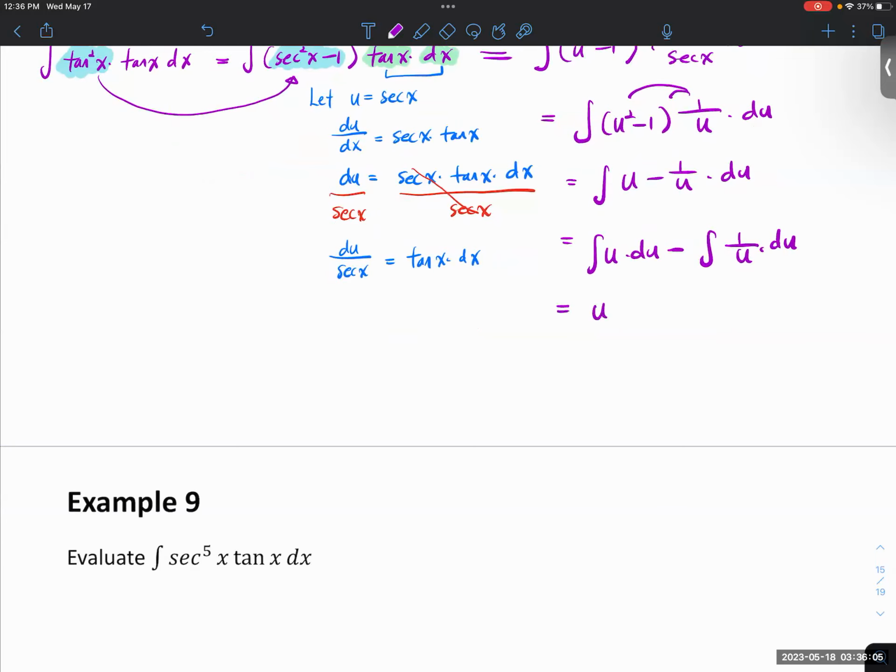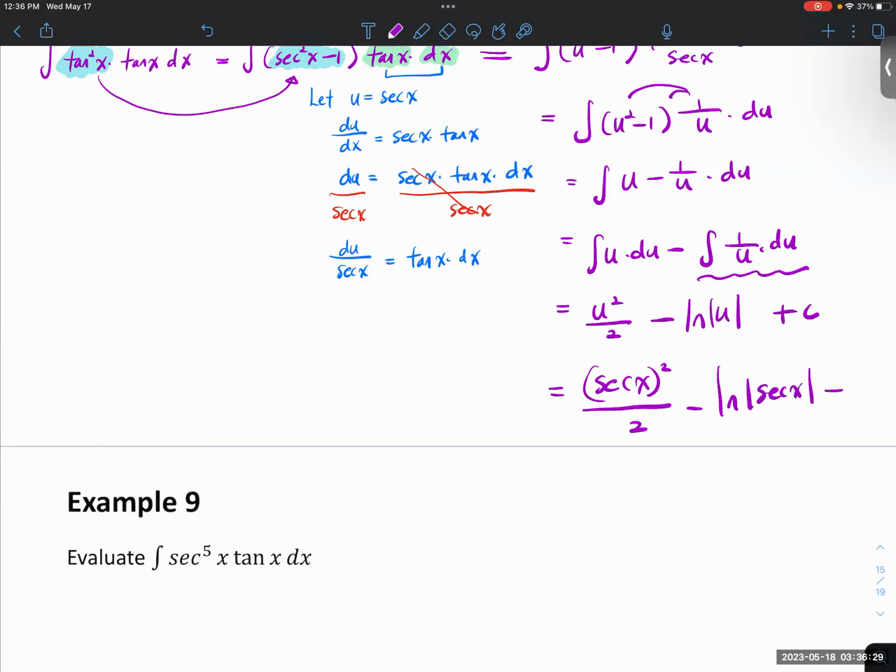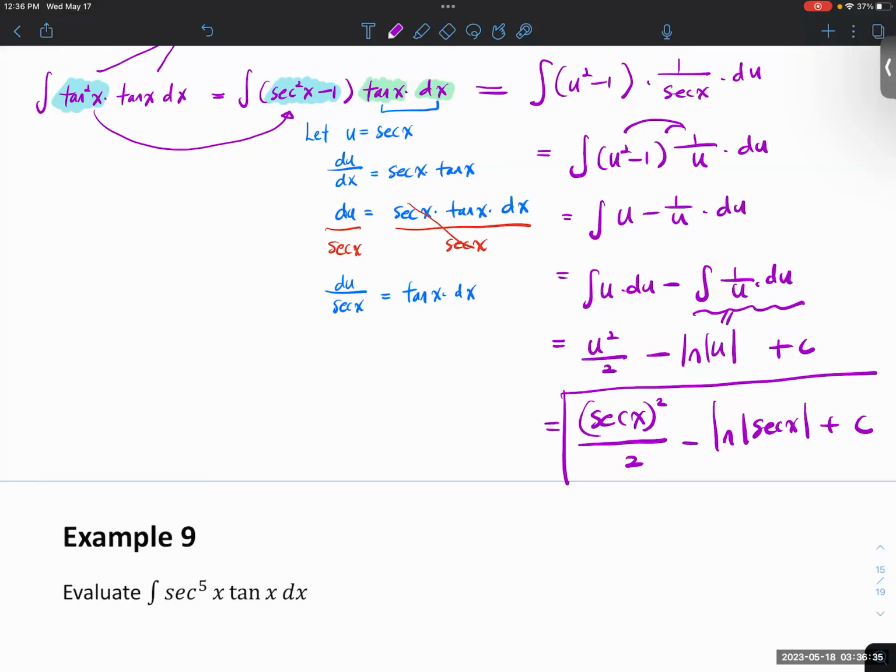So this is u squared over 2 minus, make sure this is ln, don't forget that, ln u. So the final answer, you can leave it at u, or you can go back to the x variable: u was secant x, so secant squared x over 2 minus ln secant x plus c will be the final answer in terms of the x variable. So remember, integral 1 over u is ln u.